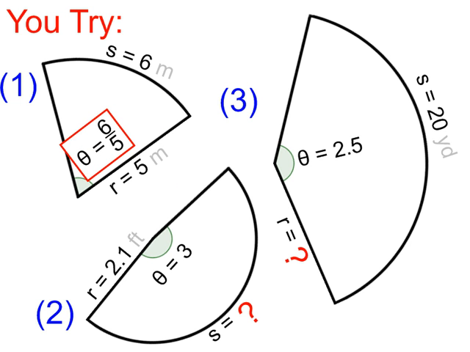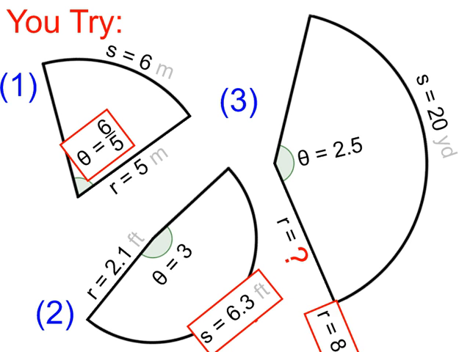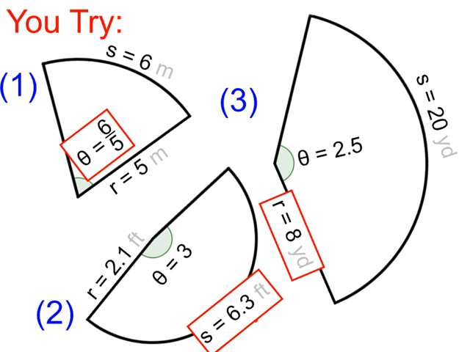For number 1, theta is 6 over 5, or if you prefer, you could have written that as a decimal, 1.2. I don't really care at this point. For number 2, s equals 6.3 feet. That was r times theta. And for number 3, the radius was s divided by theta, and that gives us 8 yards.